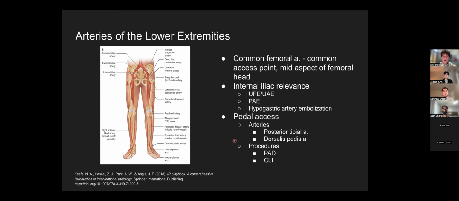Something important to know is that you can get pedal access for a lot of different procedures. You could get pedal access via the posterior tibial artery or dorsalis pedis. So this is dorsalis pedis, and the posterior tibial is posterior and also a little bit medial. If you're doing peripheral artery disease cases or chronic limb ischemia cases, you'd want to get pedal access if you have a lot of plaque in the fem-pop region and you're not able to access it more superiorly.